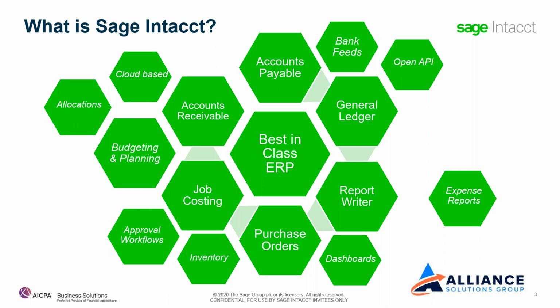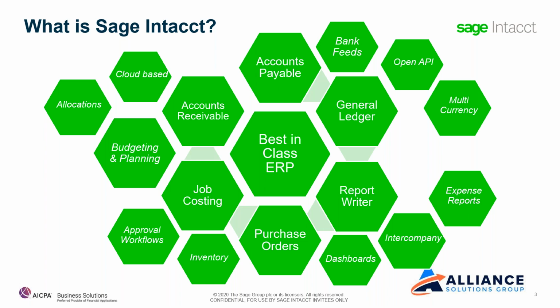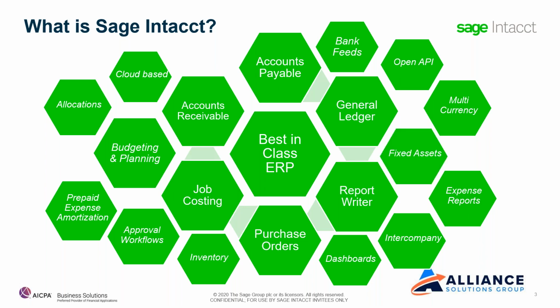There's an allocations area that you can set up automatic allocations. It can handle multi-currency if you have that need, as well as intercompany accounting. Prepaid expense amortization. So if you have insurance or other expenses that you want to amortize, you can set up a schedule and it will do it for you. And it can also manage fixed assets instead of having to have that outside of the system. So as you can see, it can do quite a bit.